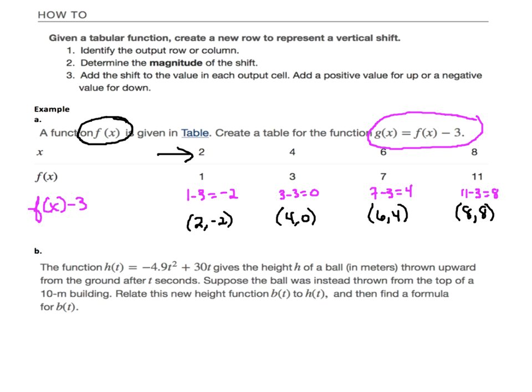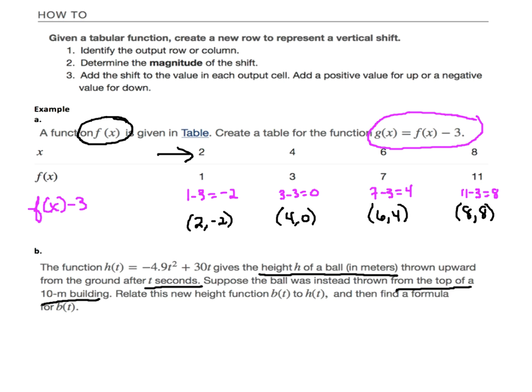All right, this next one, the function h(t) is equal to negative 4.9 t squared plus 30t, and this gives the height h of a ball in meters thrown upward from the ground after t seconds. So this is height after time. Suppose the ball was instead thrown from the top of a 10-meter building. Relate this new height function, b(t), to h(t).